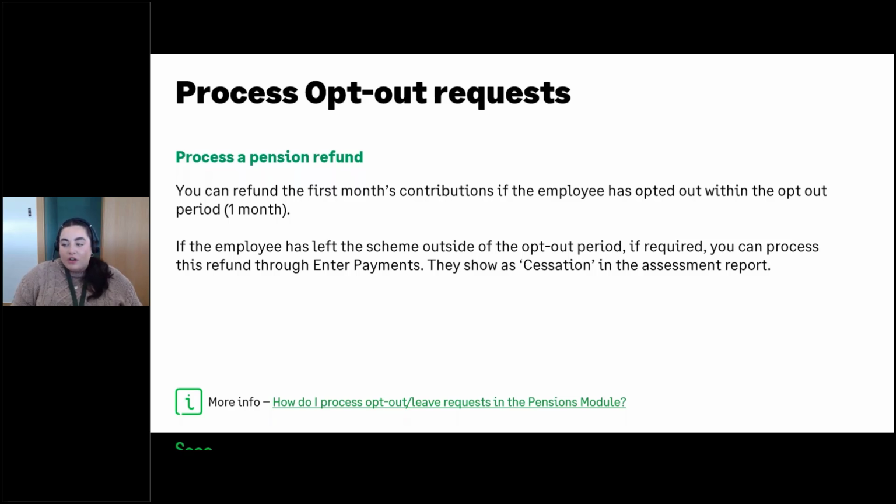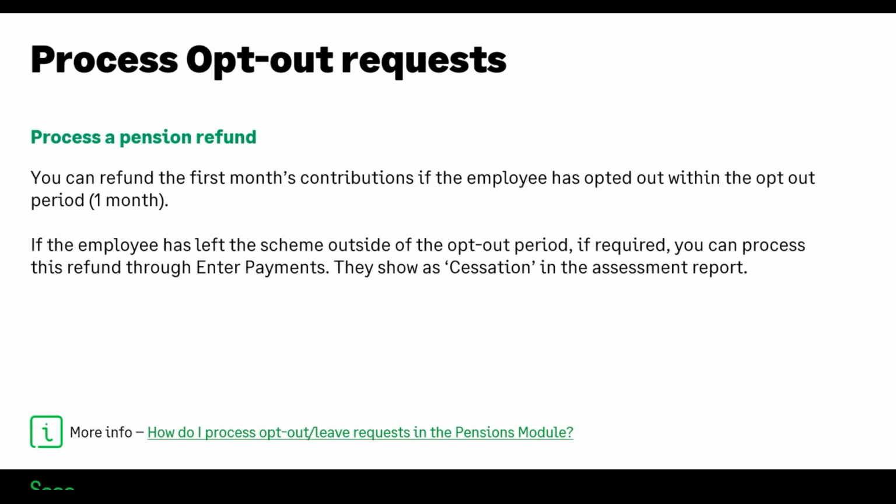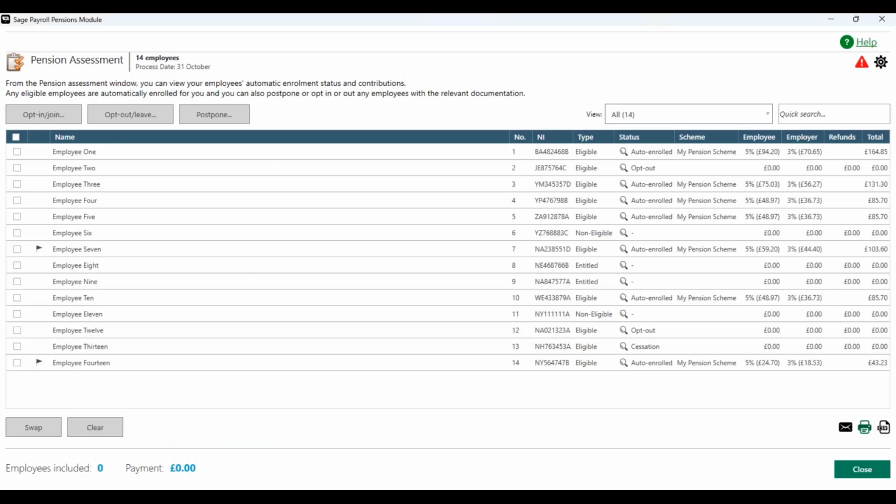But again, let me turn off my camera and we'll go back to the demonstration, and I will show you the next steps there. So I do still have the pension assessment open for October. And as a reminder, the only employees with a change flagged are employee number 7 due to their earnings and employee number 14, who is my new starter.